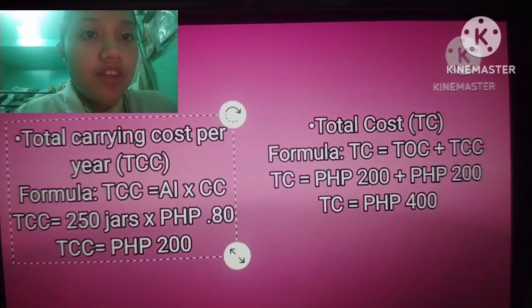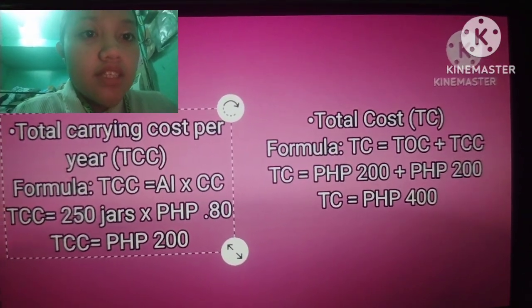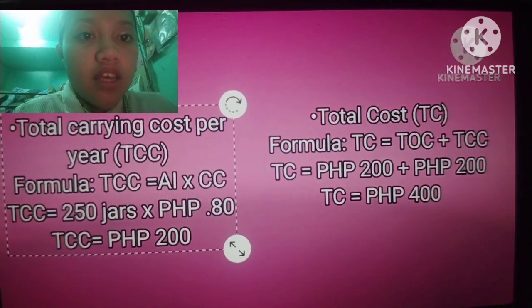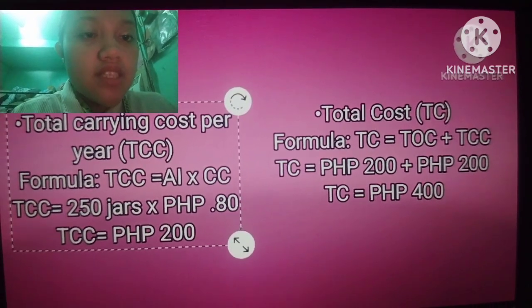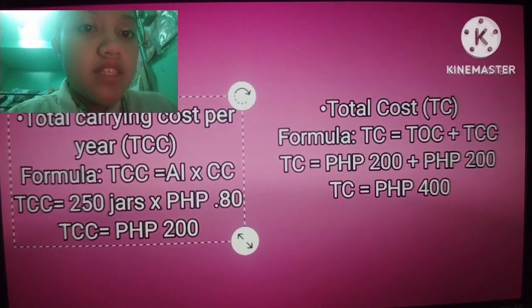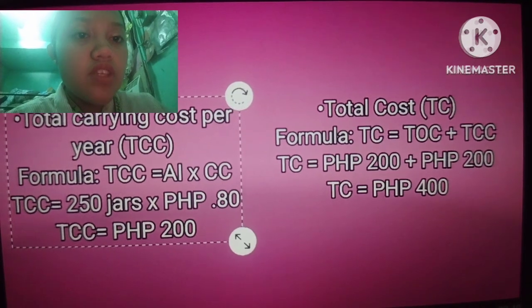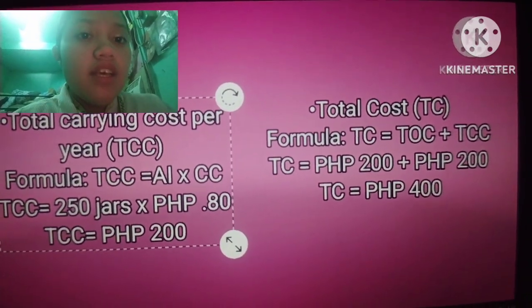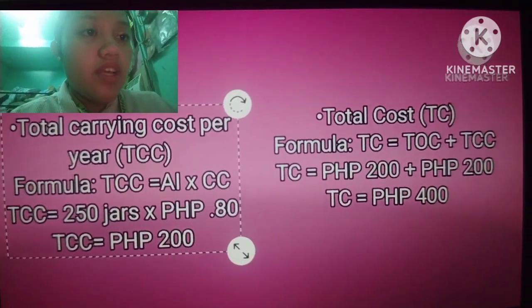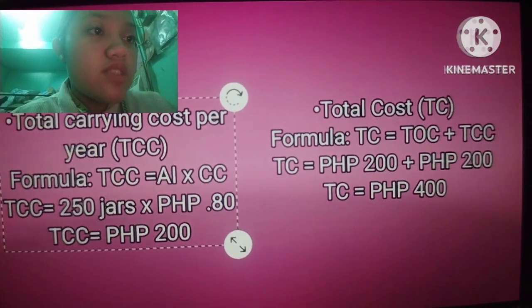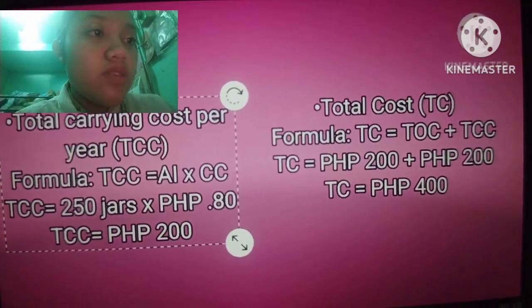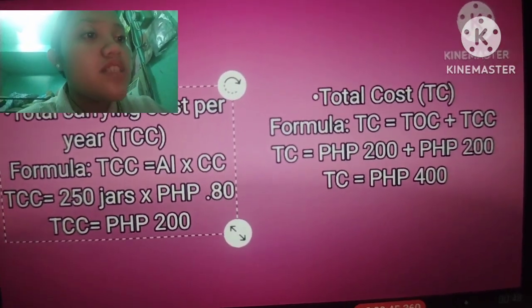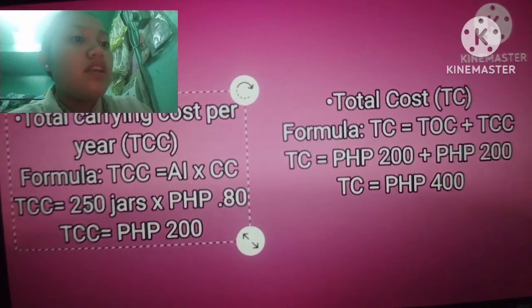So the total carrying cost per year, TCC, formula is TCC equals EI times CC. So the TCC is 250 jars times 0.80. The TCC is 200. And the total cost, TC, formula is TC equals TOC plus TCC. The TC is 200 plus 200. The TC is 400.